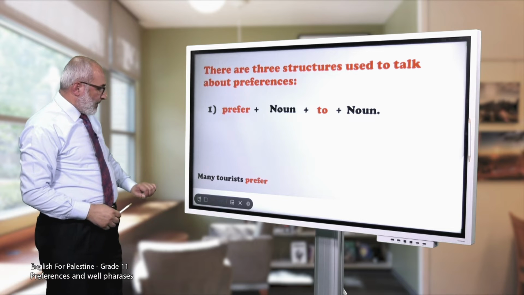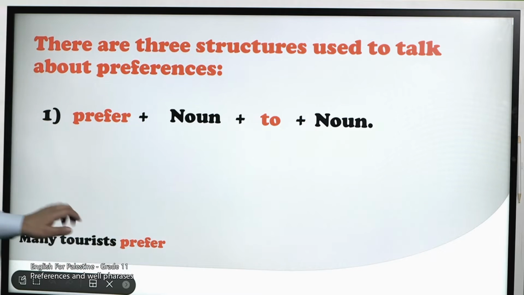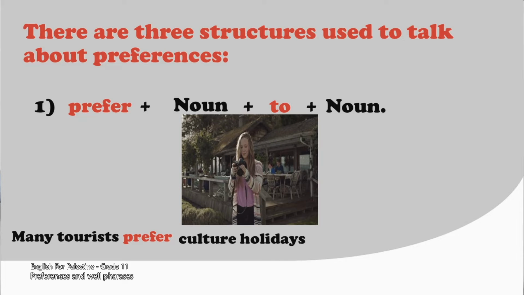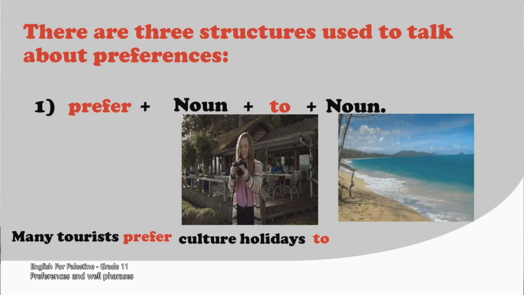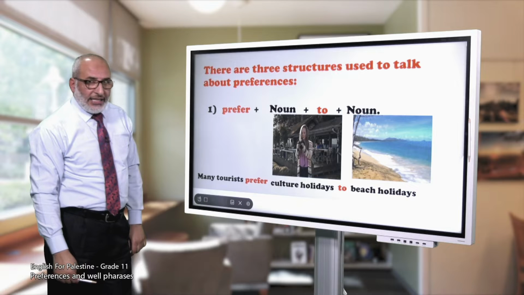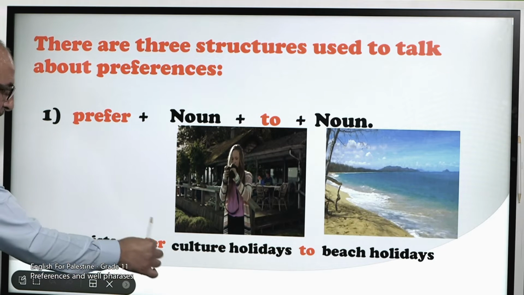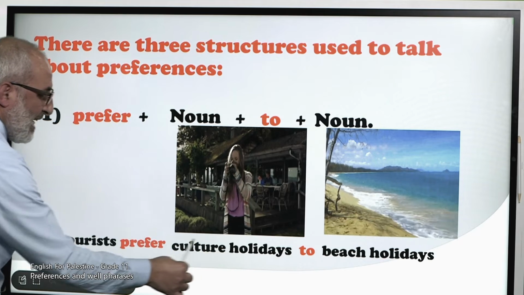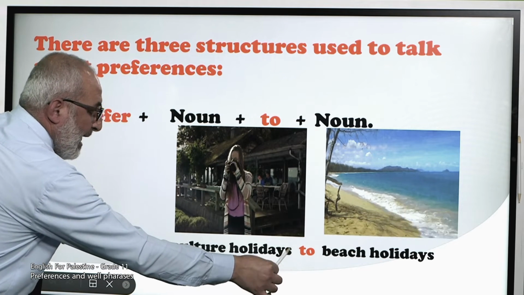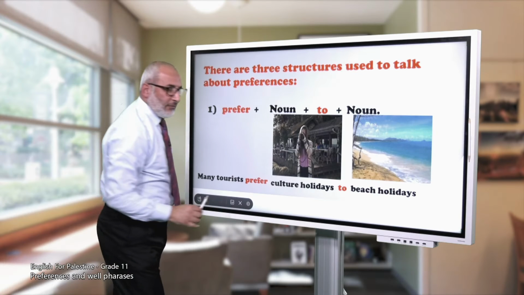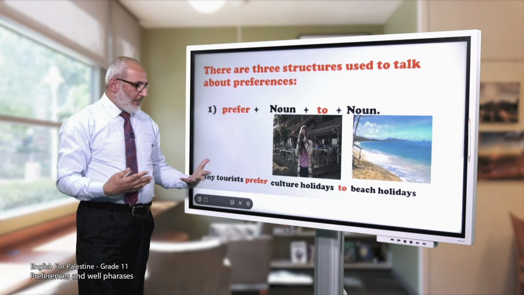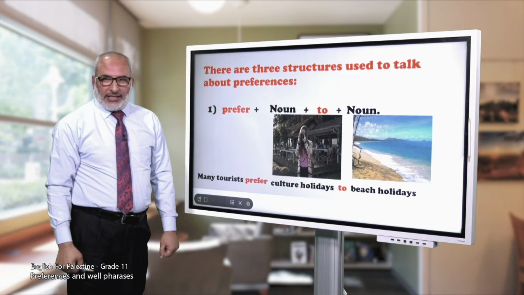Right? Let's see an example. Many tourists prefer culture holidays. Here we have the verb prefer and the noun culture holidays, to, the preposition to, another noun, it is beach holidays. Again, look at the example. Many tourists prefer, this is the verb prefer, culture holidays noun, the preposition to, and beach holidays noun. Here, tourists, they like culture holidays more than beach holidays. This is the meaning.